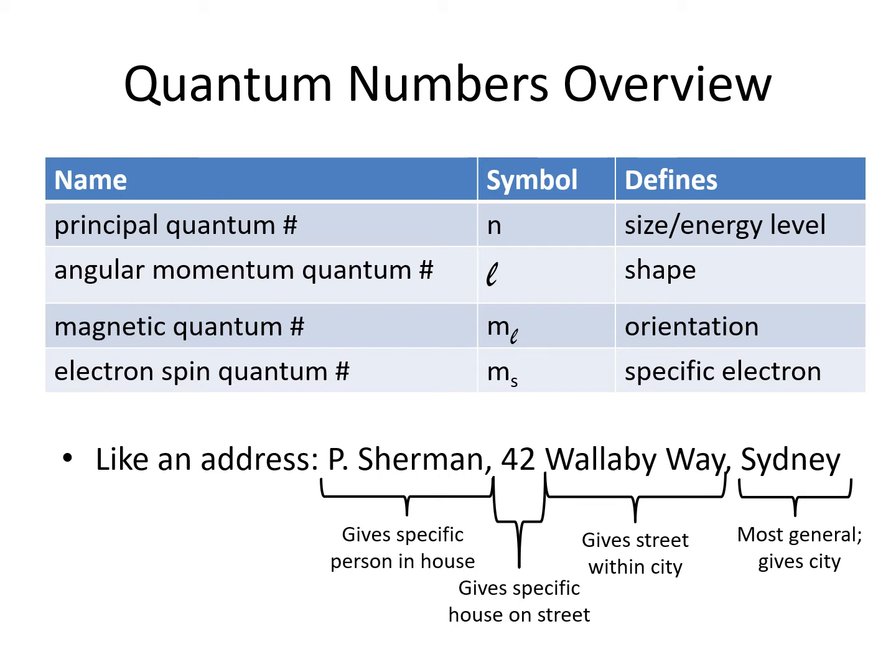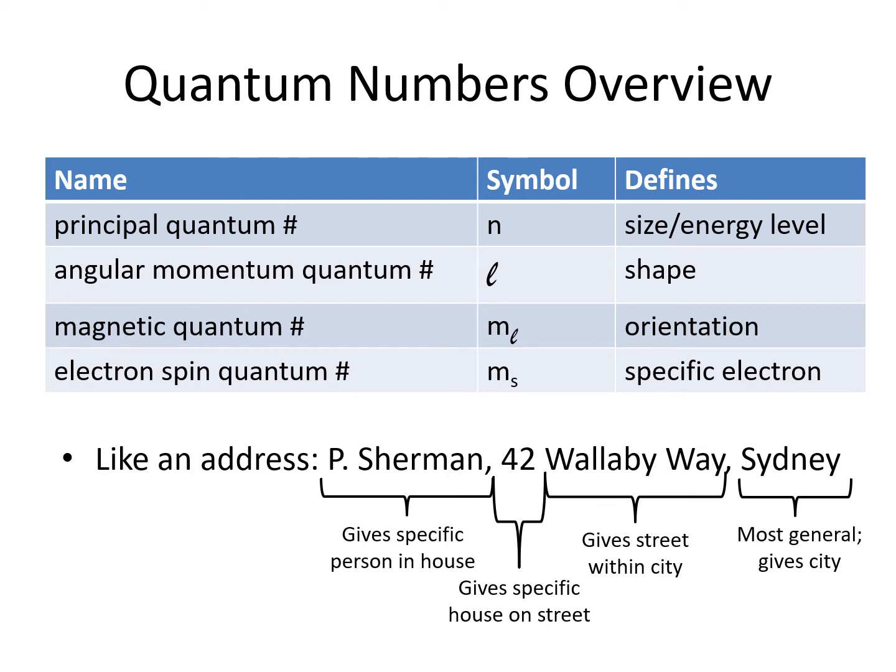The principal quantum number n tells the size and energy level of the orbital. The principal quantum number is the most general, like Sydney, Australia is in our example address. The angular momentum quantum number L tells us the shape of the orbital. It is more specific and depends on the value of n, just like there are only certain streets in Sydney, and this specific one is Wallaby Way.